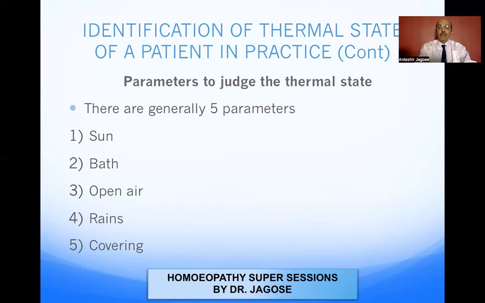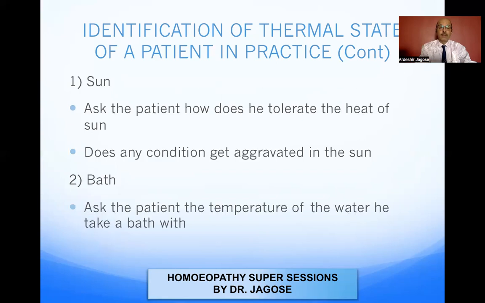Now, what are the parameters to judge the thermal state? Generally, in practice, we have these 5 parameters which are quite useful to judge the thermal state of the patient. That is the sun, the bath, open air, rains, and cold. Now, we have to ask certain questions about each of these points and then come to a conclusion by taking the summation of all these 5 points, whether the patient belongs to a hot or to a chilly state. Now let us see one by one something more about it.